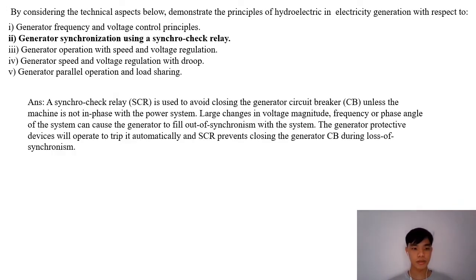For answer 3.2, a synchro check relay is used to avoid causing the generator circuit breaker to trip. Resistance, voltage, cumulative frequency, or phase angle of the system can cause the generator to fall out of synchronization with the system. The generator protection device will operate to trip it automatically and also prevent closing the generator circuit breaker during loss of synchronization.